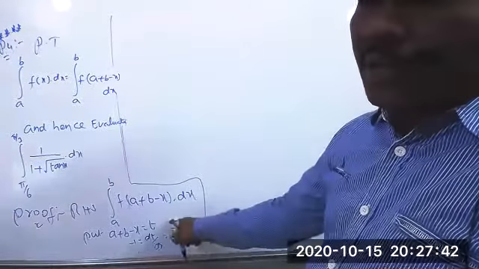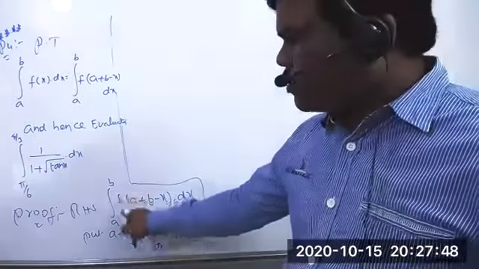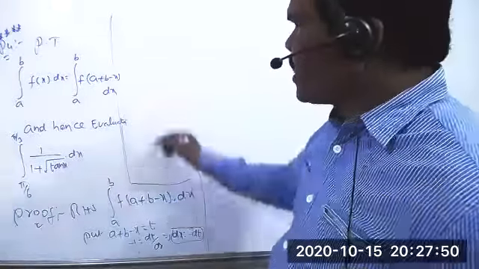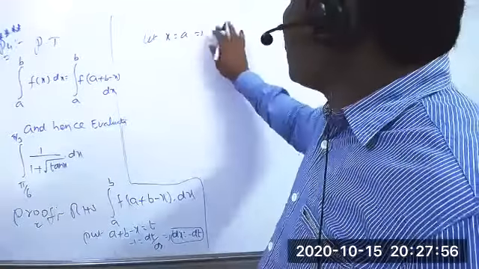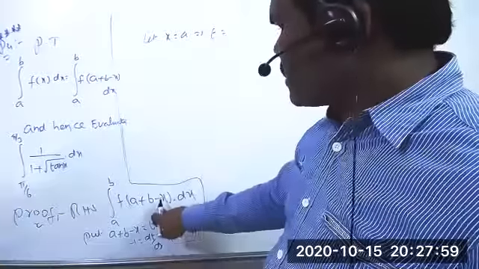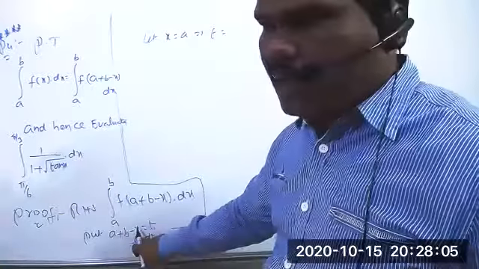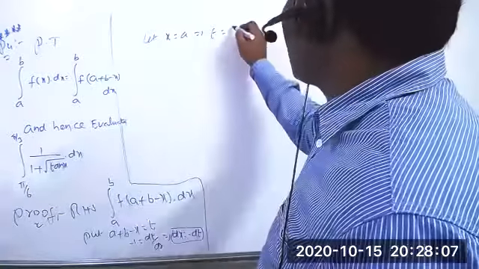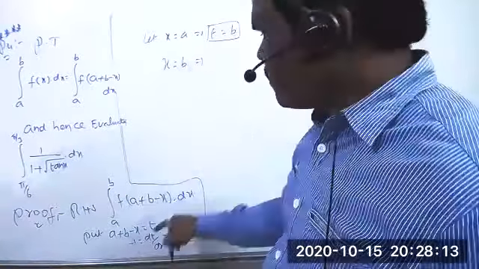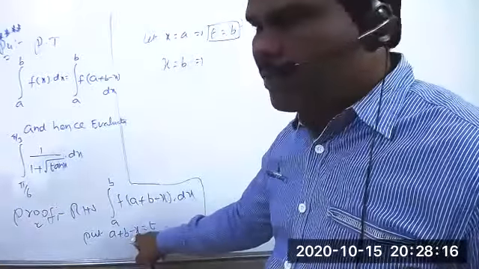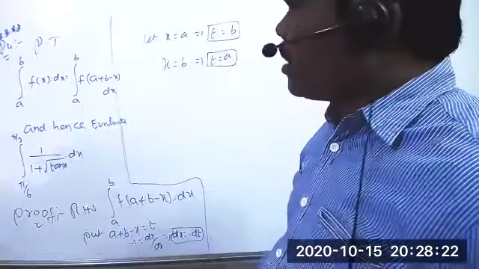Now, when I take the substitution, first we have to change the limits also. These two are the x values, so let x equal to a. The value of t equal to how much? x equal to a, you substitute there: a plus b minus a, the a will be cancelled. So the value of t equal to b. Next, when you take x equal to b, a plus b minus b will be cancelled. So the value of t equal to a. These are the new limits. Now you can substitute there.